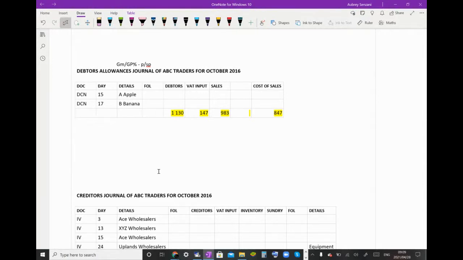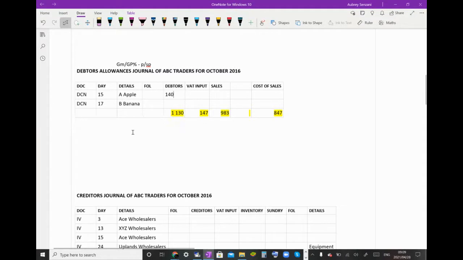The first one happened on the 15th. Okay. 15th. Let's see there. Debtors allowance journal. So there, it's that transaction where corrected overcharge, DCN 140. Okay. So again, here we just put 140, and again, in the debtors, it's a VAT inclusive amount.